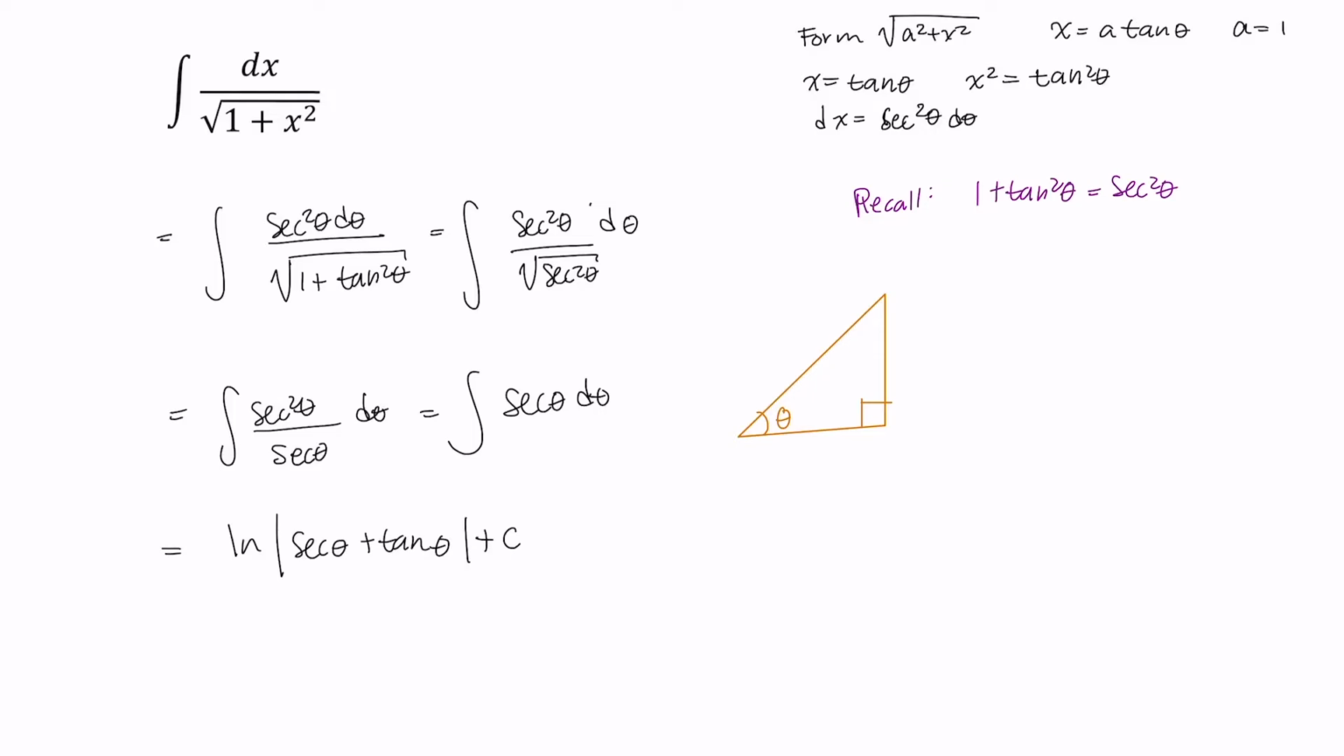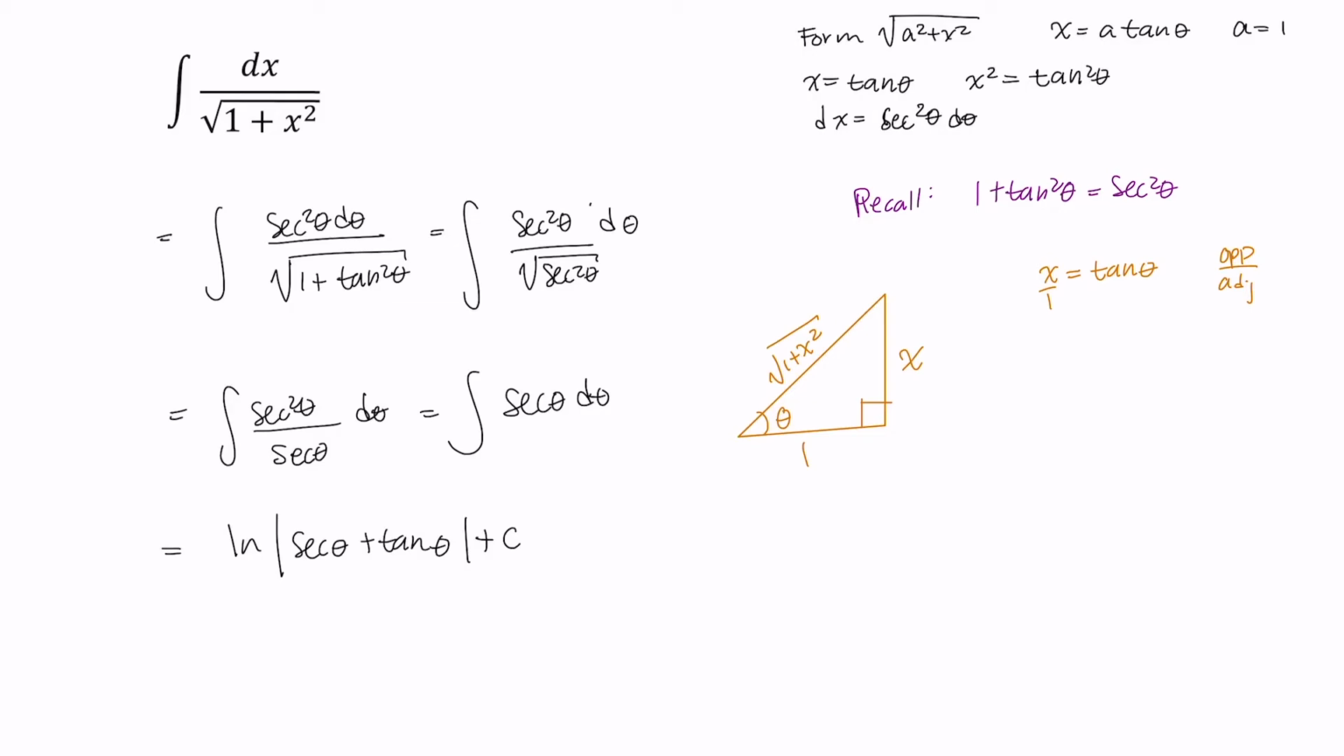We made the decision to let x equal tangent of theta. So in essence, tangent of theta is equal to x over 1. And if you recall, tangent is opposite over adjacent. That tells me that this side opposite of theta is equal to x, and the side adjacent to theta is equal to 1. So using the Pythagorean theorem, you can see that this is just the square root of 1 plus x squared.